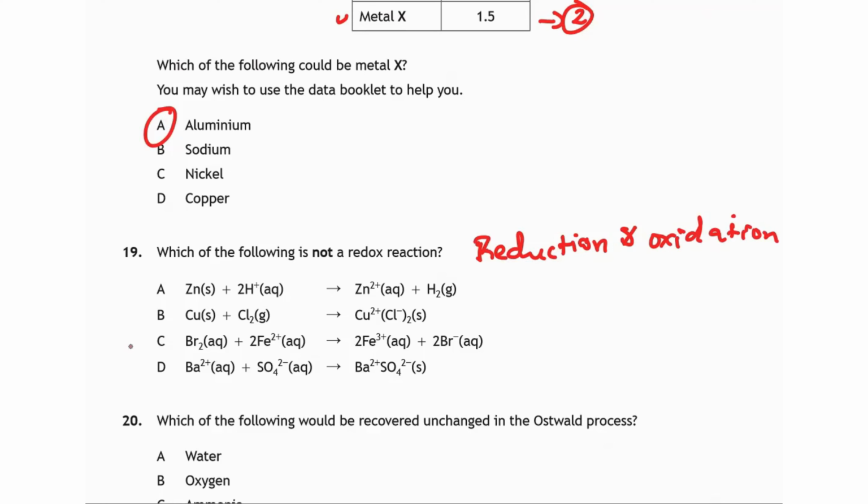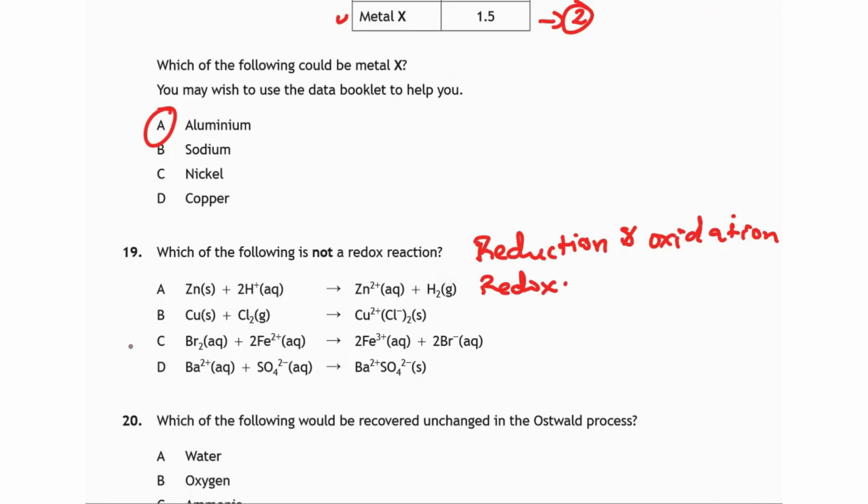Now the first one, zinc. From the reactants, zinc is neutral, and then in the product it has lost 2 electrons. That's why it's gaining a positive sign. Then the hydrogen, it has a positive charge in the reactant, but in the product it is neutral. So from reactant to product, it has gained, while zinc from reactant to product has lost. So this is redox.